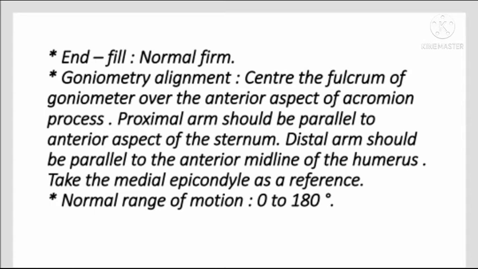Goniometry alignment: center the fulcrum of the goniometer over the anterior aspect of the acromion process. The proximal arm should be parallel to the anterior aspect of the sternum. The distal arm should be parallel to the anterior midline of the humerus. Take the reference as the medial epicondyle. Normal range of motion is 0 to 180 degrees.